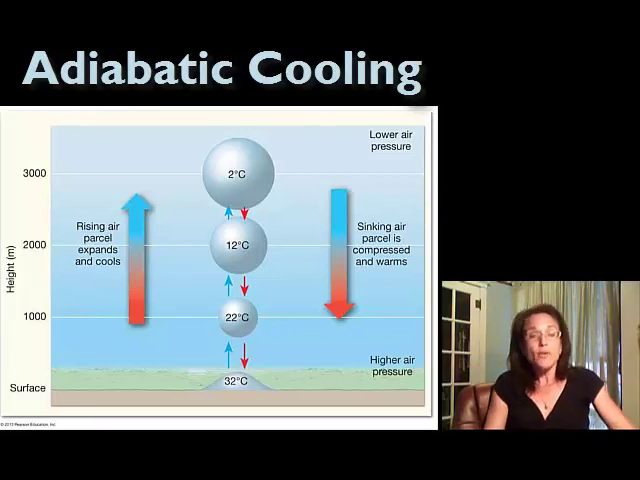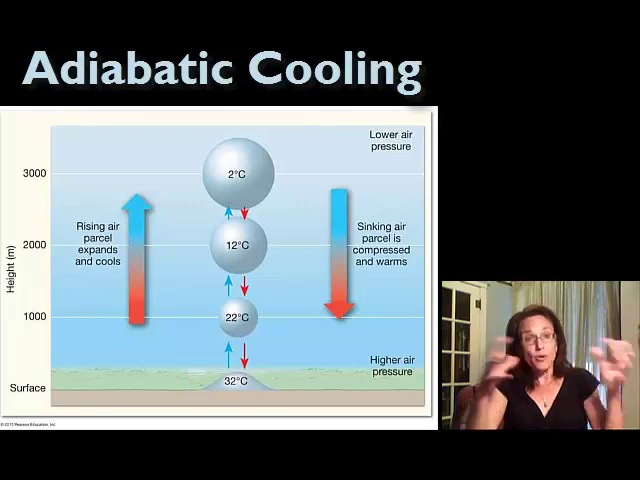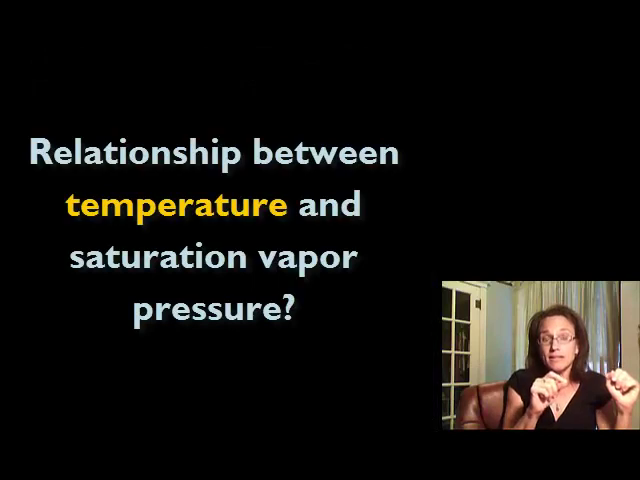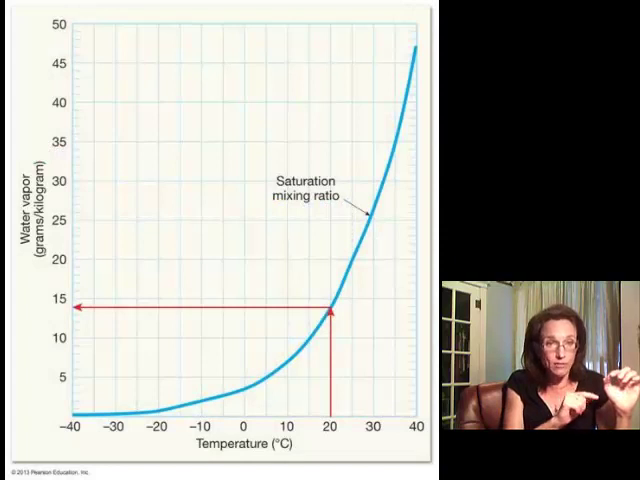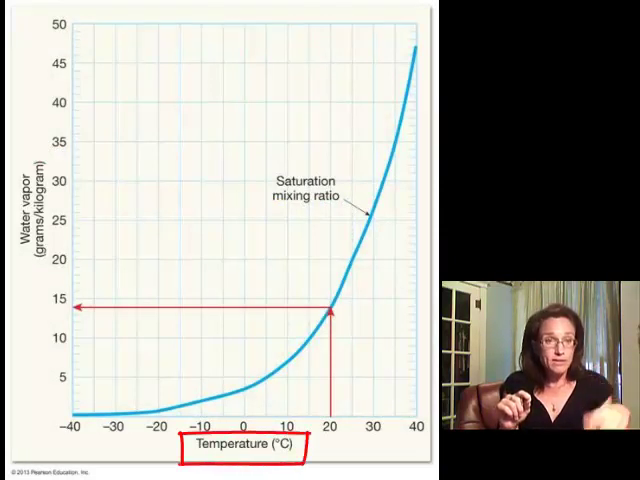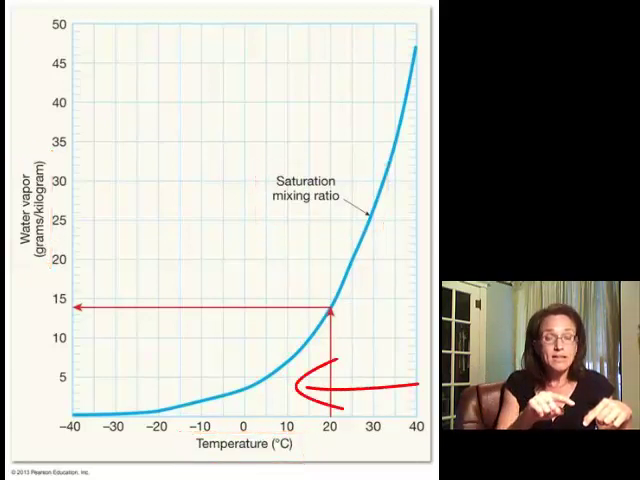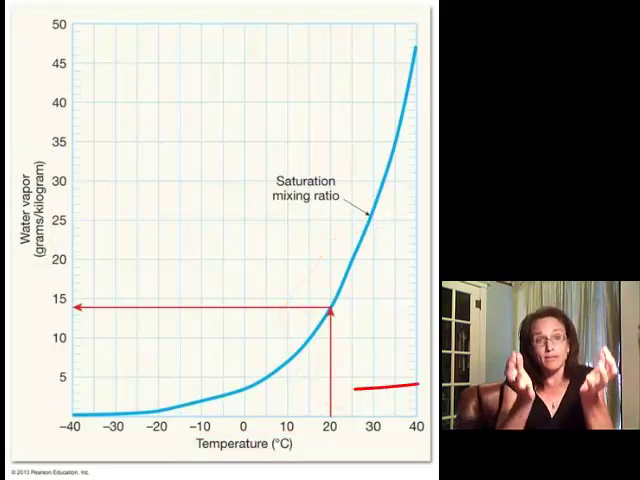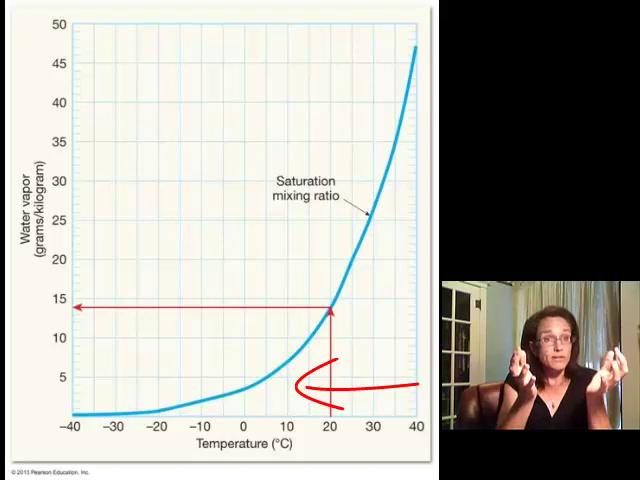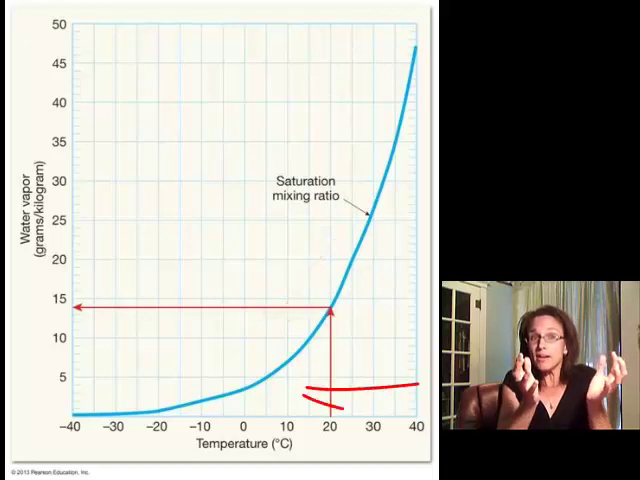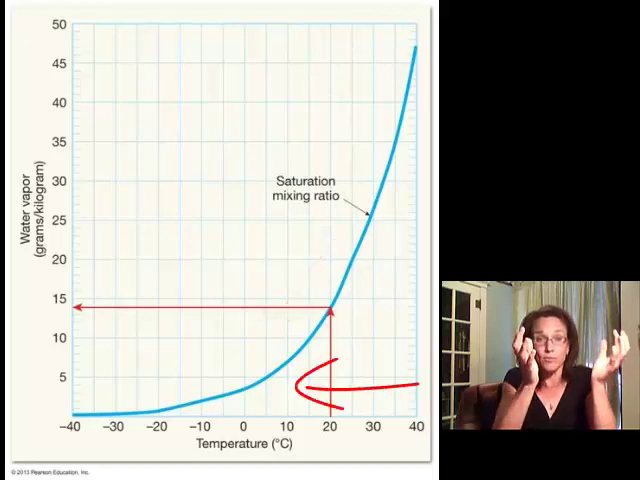So as this air mass rises and cools, what happens to that air mass's relationship with its saturation vapor pressure? Do you remember the graph that we looked at that related temperature with saturation mixing ratio? As temperature declines, saturation mixing ratio goes down. So as we move an air mass up, it's going to cool. And as it cools, its saturation point decreases. And so basically what we're doing is moving that air mass closer to saturation as we raise it.